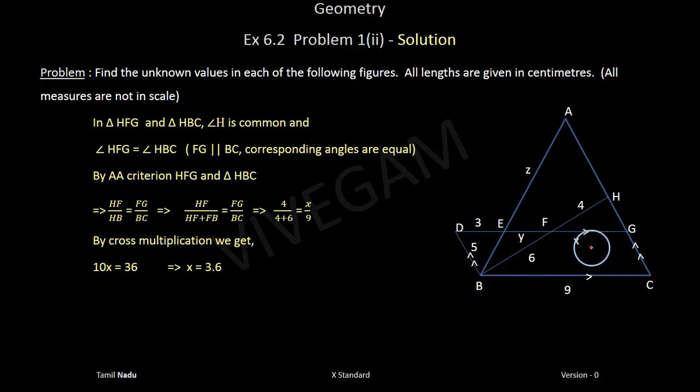Solution. So first we need to calculate X. How do you calculate X? You have to show HFG is similar to HBC. Right? So what happens here?